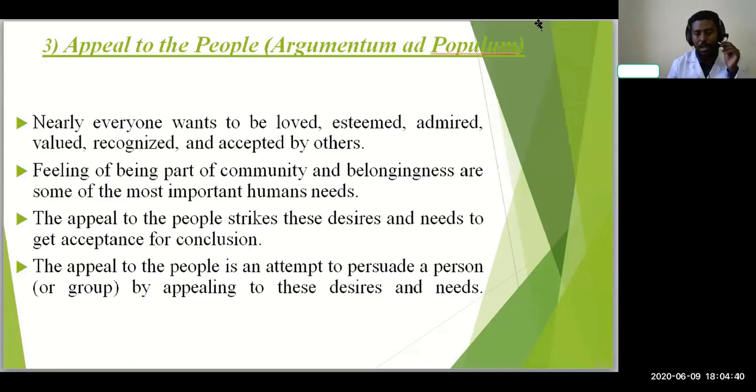It's natural that we human beings want to be loved, esteemed, admired, valued, recognized, and accepted by others. It is our natural behavior. All of you students, and I too, we want to be loved by our friends, our families, our colleagues. We have this desire to be loved, to be respected by others, to be appreciated, to be given high value, to be recognized. This is our natural desire and interest as human beings. It's normal. It is the very nature of all human beings.